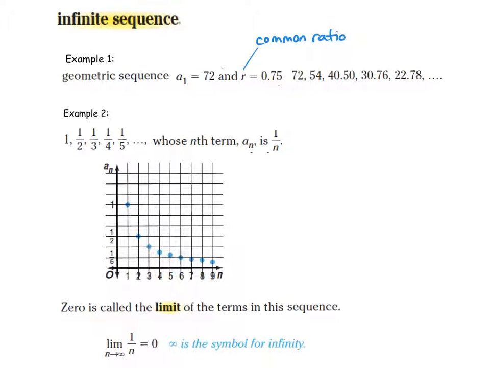So we started with 72. If you multiply by 0.75, you get 54. If you multiply by 0.75 again, okay, so you see the pattern there.